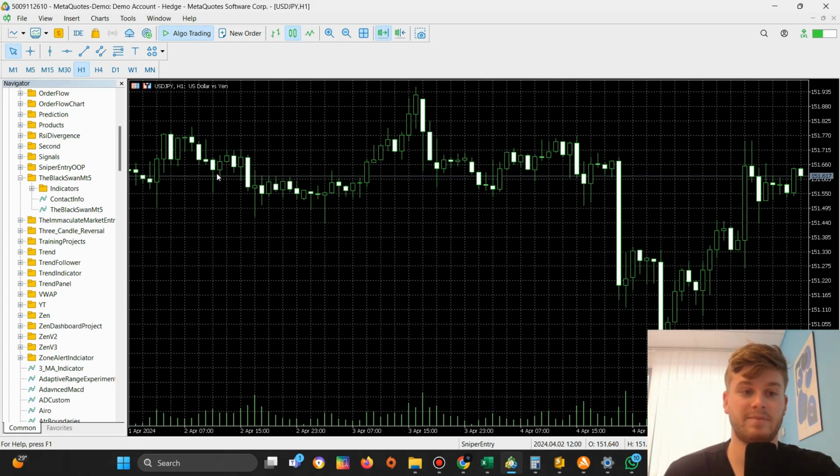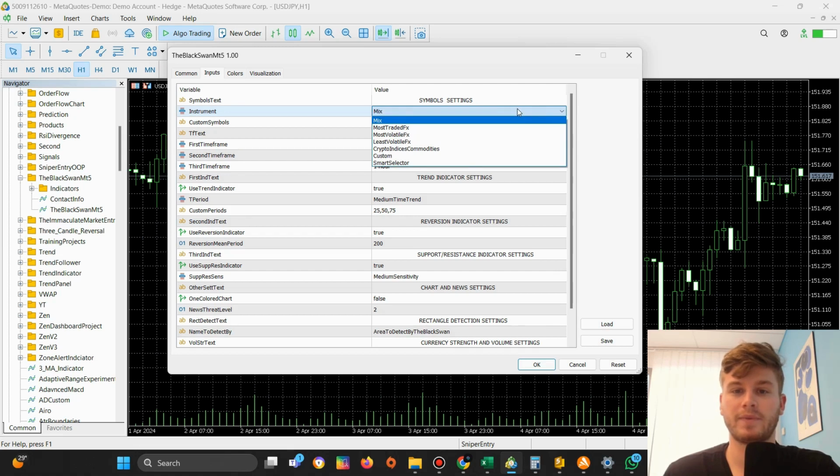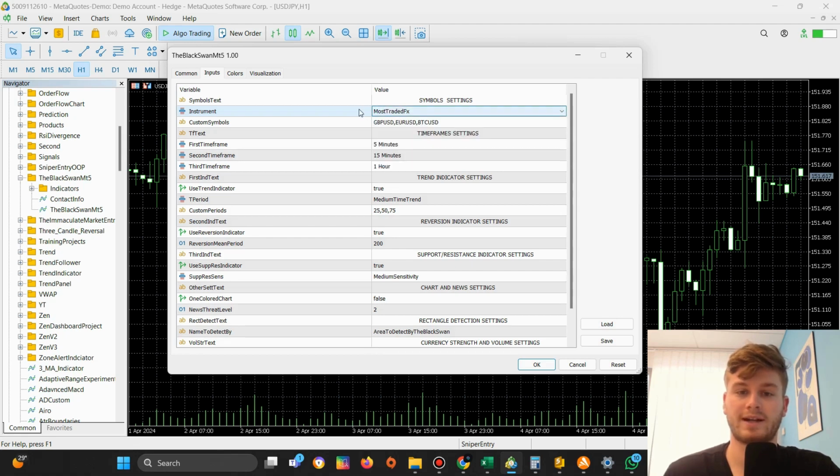So the first step that I always do is that I need to load the Black Swan indicator on any chart. So let's do that. And I change some settings here. I like to perform my analysis on the most used Forex currency pairs, so that's why I choose this most traded Forex option right here.